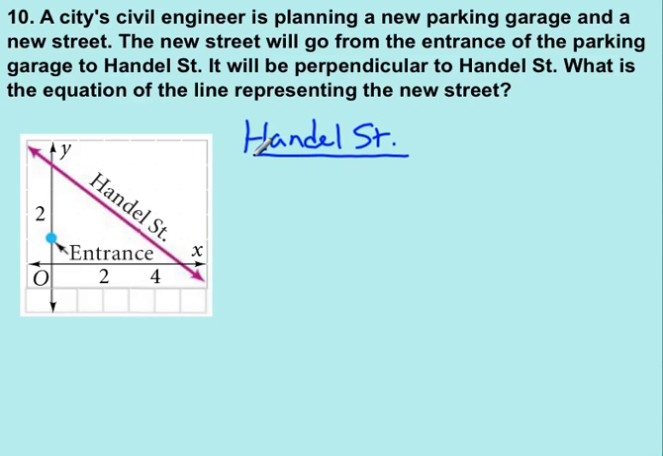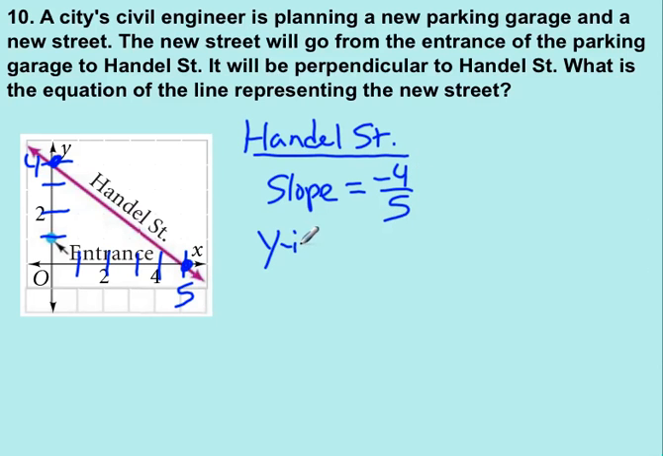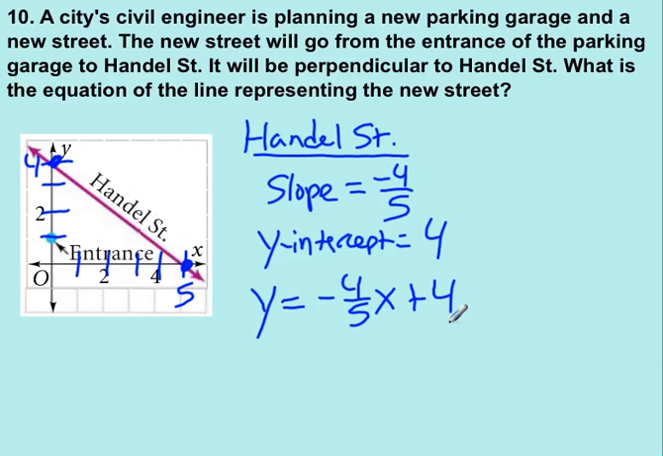Now, the graphics aren't the greatest on this. This would be 1, 2, 3, and then this would come out at 4. This is 1, 2, 3, 4, and that would be 5. So the slope here, if you go from 4 to that 5, it'd be down 4 and to the right 5. The y-intercept, where it crosses the y-axis, is at a +4. When you come up with the equation, y equals the slope times x plus 4.